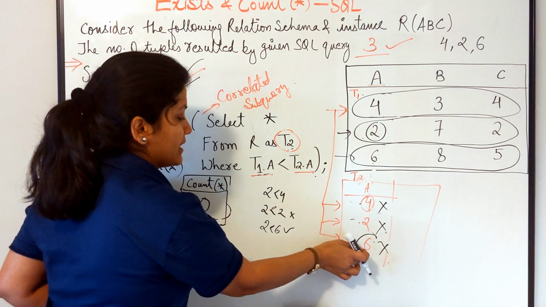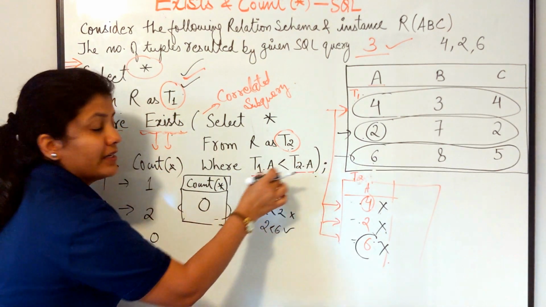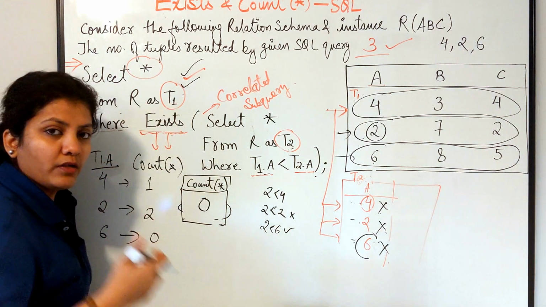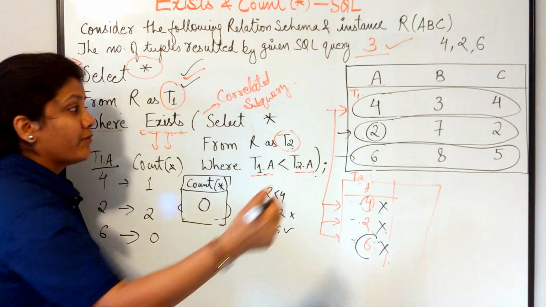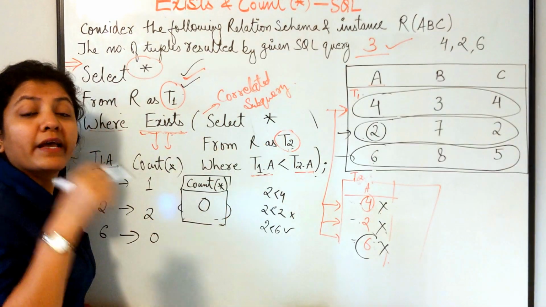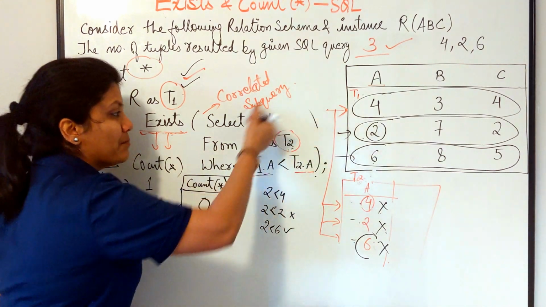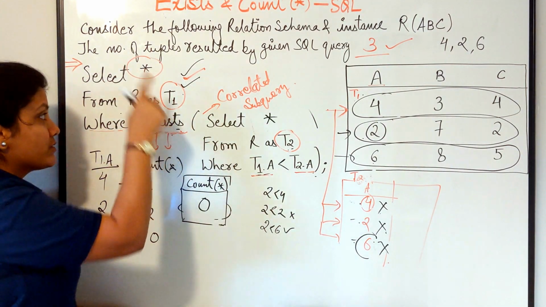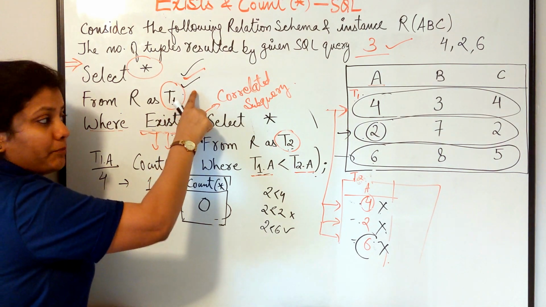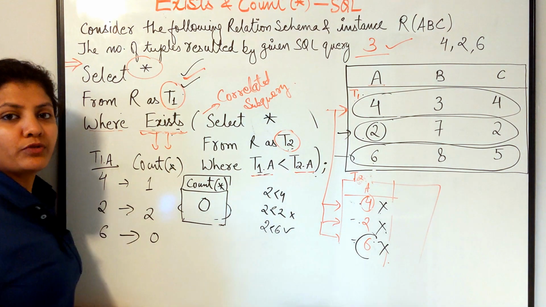But for 6, because 6 is not less than anything, for each and every tuple, it's going to give you false, false, false. And if all are going to give false, nothing will be selected. And what you are going to output from here? Empty relation. Okay? And once you output empty relation, exists will throw false. If exists throws false, that respective tuple, which was 6, will not be selected in the final output.